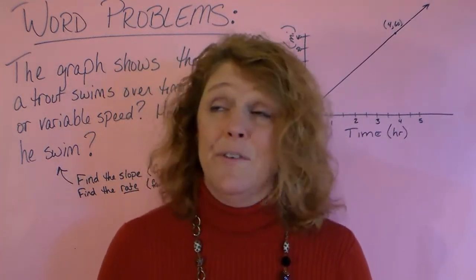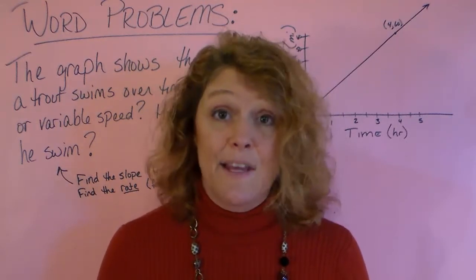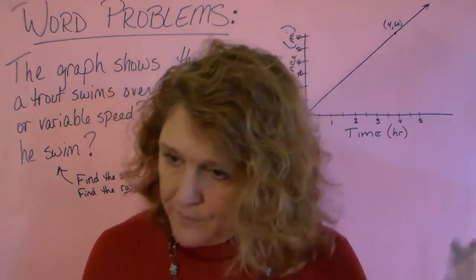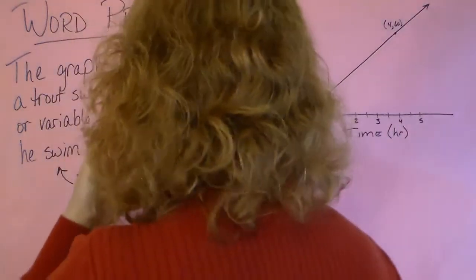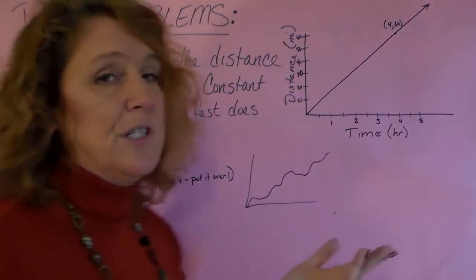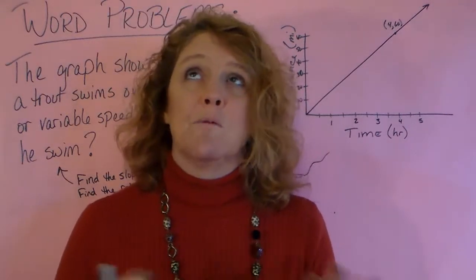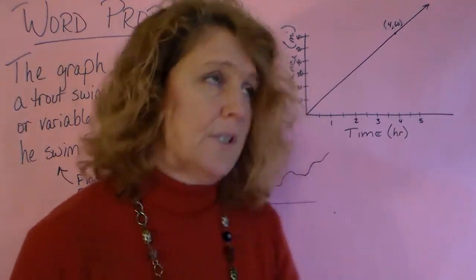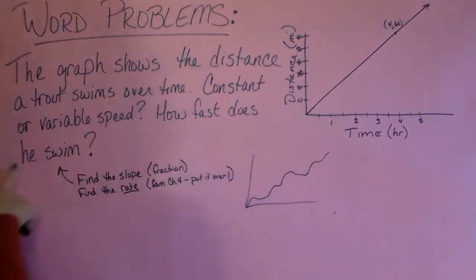So constant versus variable is a really easy thing to see in graphs. If it's got any curve to it, it's varying. But it does ask you, is it a constant or a variable speed? And they'll show you some graphs that are curved and some graphs with straight lines. So now you know the difference, okay? And then the question is, how fast does he swim? This is the real math question here.